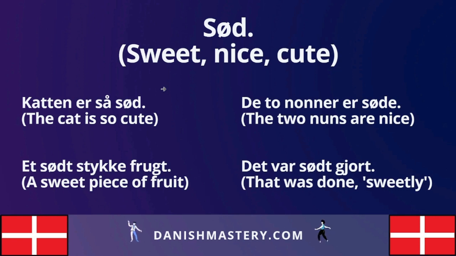Katten er så sød. Alright. And then et sødt stykke frugt. Et sødt stykke frugt. A sweet piece of fruit. It's pretty easy. Oh, and a little side note here. Notice the difference: in English you say piece of fruit, in Danish you just say piece, fruit. Don't say stykke af frugt. It's a bit weird to say that. It's cool. Et sødt stykke frugt.